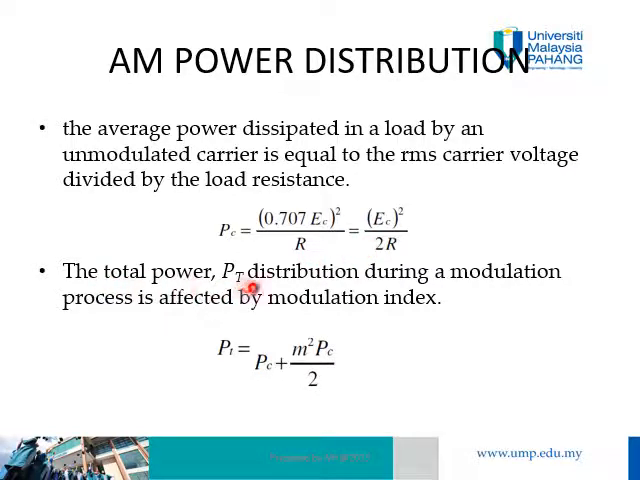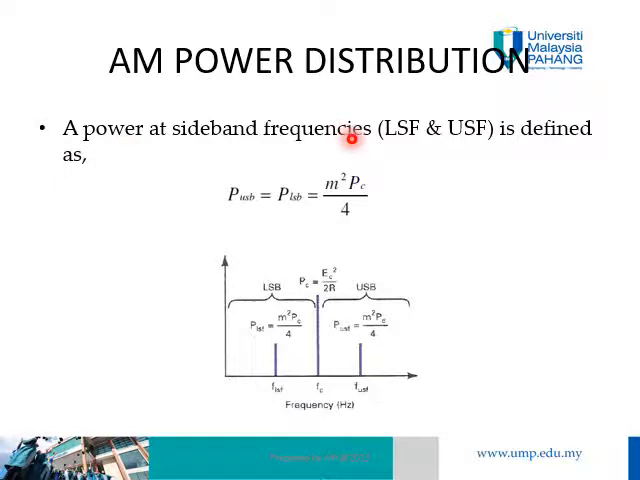The total power distributed during a modulation process is affected by the modulation index. So the modulation index is affecting the total power. Total power is P carrier plus P sideband. Okay. The power at the lower sideband and upper sideband is defined as P upper sideband, P USB, equals P lower sideband, equals M squared PC over 4.